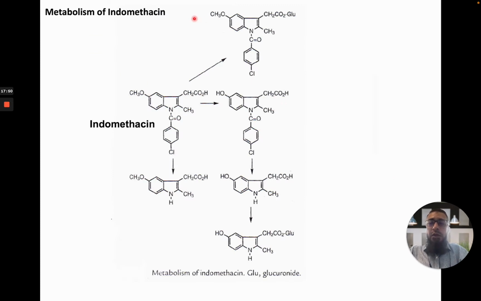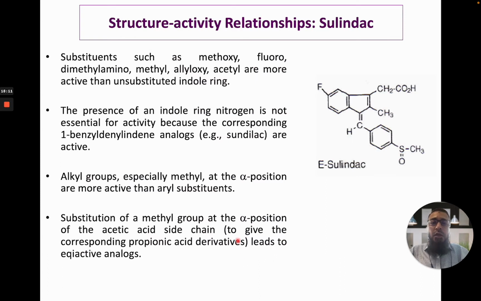Now these are the metabolites of indomethacin. You can see that indomethacin is converted into the glucuronide derivative, or some derivatives which have the conversion of the methoxy group into a hydroxyl group, right, and then further cleavage of the group, and then it is converted into the glucuronide derivative. Now the structure activity relationship of the second drug, which is Sulindac, right.